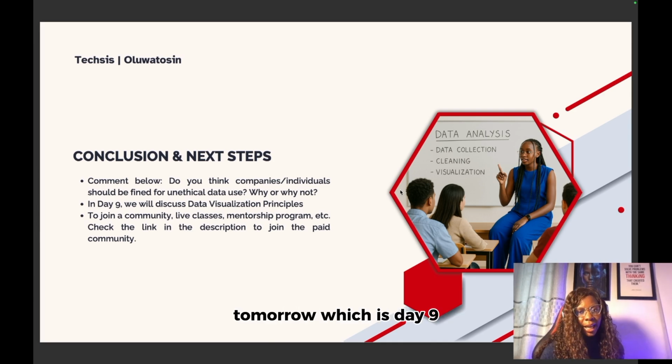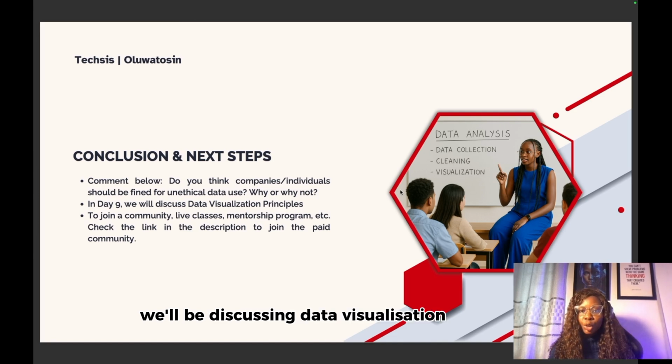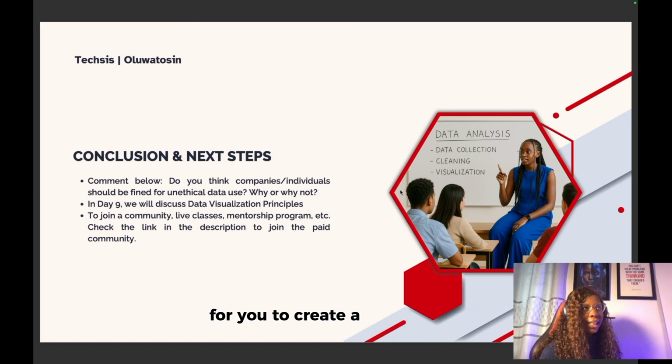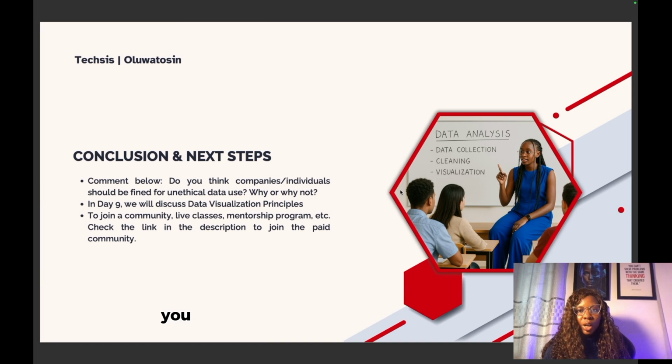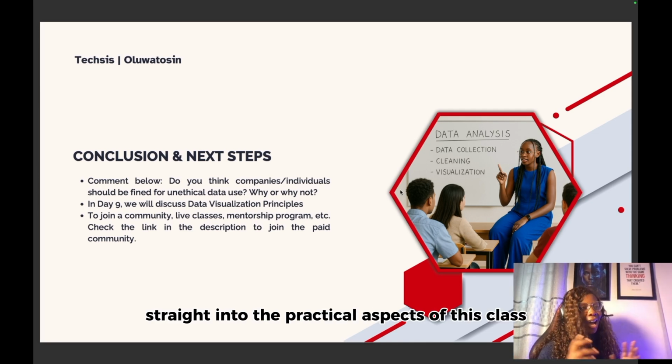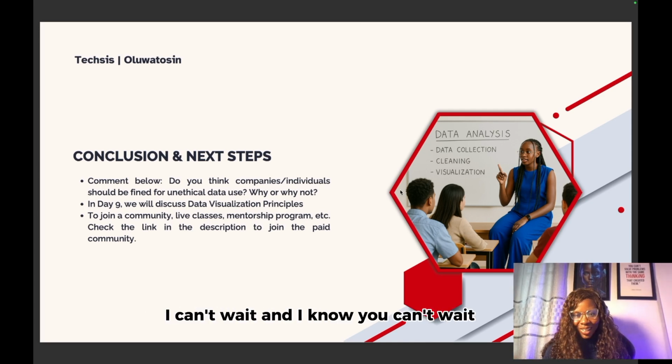Tomorrow, which is day 9, we'll be discussing data visualization principles. For you to create data visuals, what are the things you have to keep at the back of your mind? This is what we are going to discuss. And remember, day 11, we are moving straight into the practical aspects of this class. I can't wait, and I know you can't wait too.